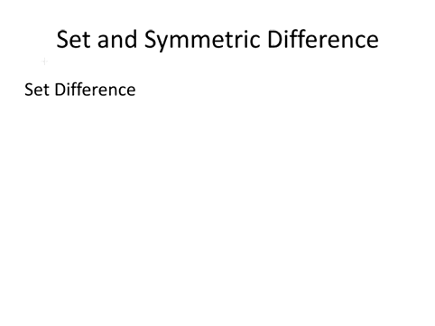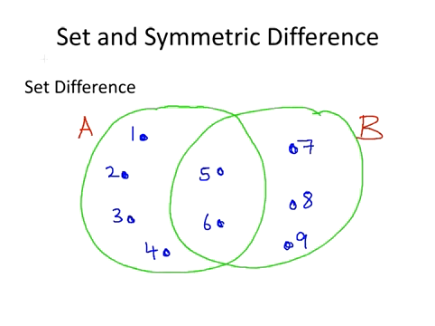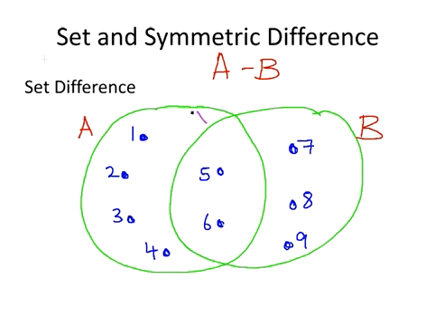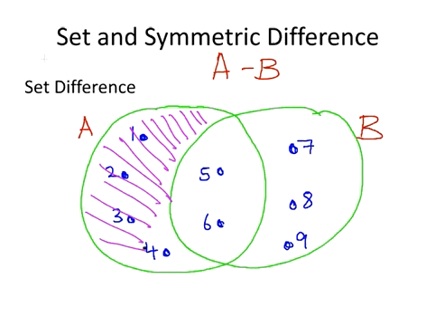So what I'm going to do is construct a little Venn diagram here. So we have sets A and B, and A comprises the values of 1 to 6 and B comprises the values from 5 to 9. Now the set difference of A minus B can be demonstrated, we'll color it in magenta, as this portion of the Venn diagram here. The elements of A that are in A only.